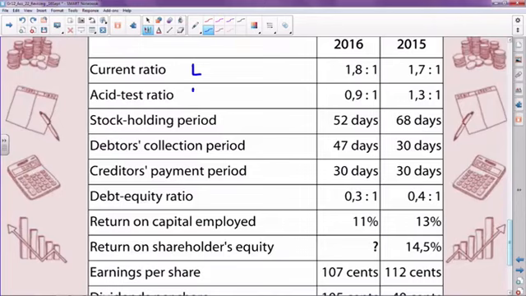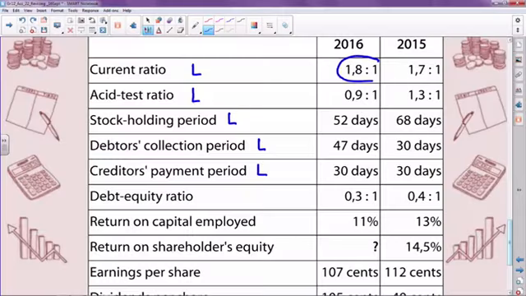Welcome back, grade 12s. Right, liquidity ratios. The current ratio is a liquidity ratio. My asset test ratio is a liquidity ratio. My stock holding period is a liquidity ratio. My debtors collection period is a liquidity ratio. And my creditors payment period is a liquidity ratio. In other words, when we're talking liquidity, we're talking about the ability of a company to settle its short term debts.